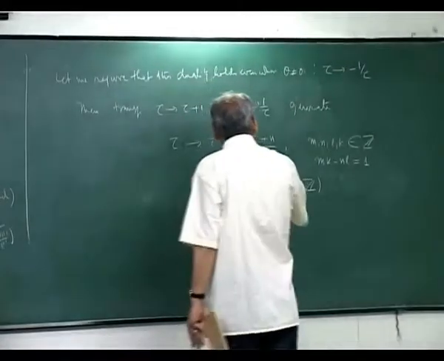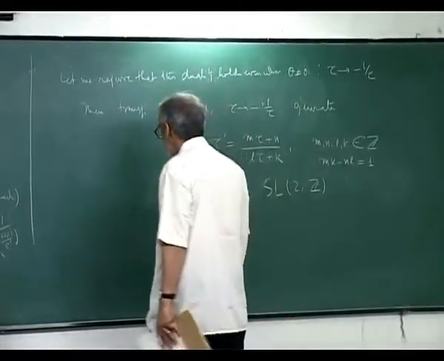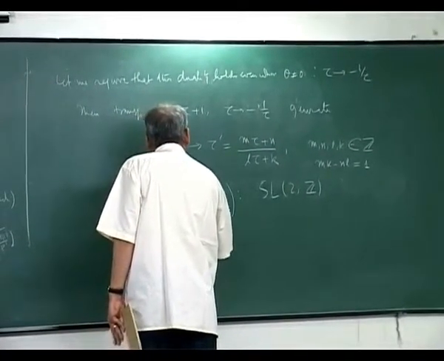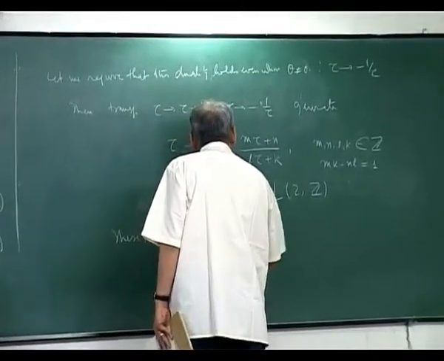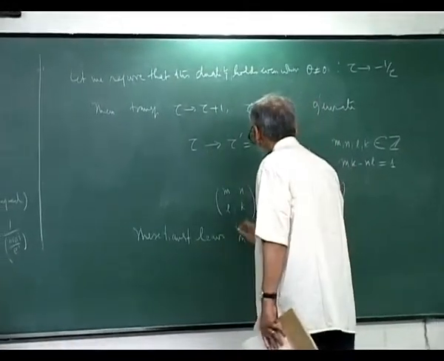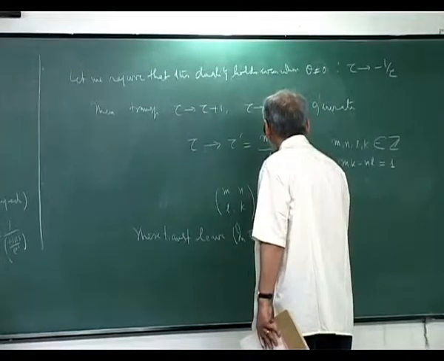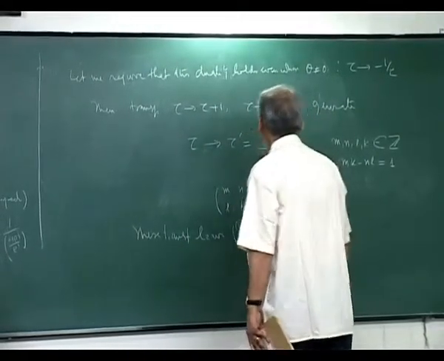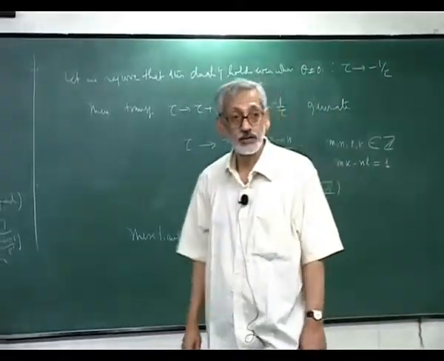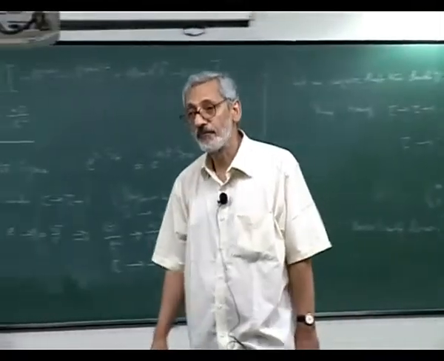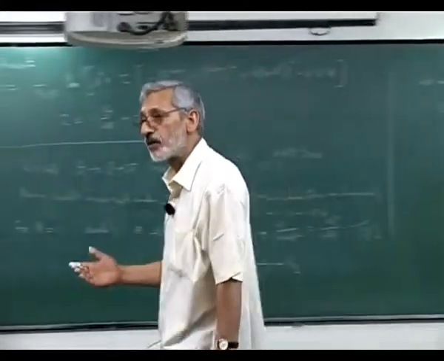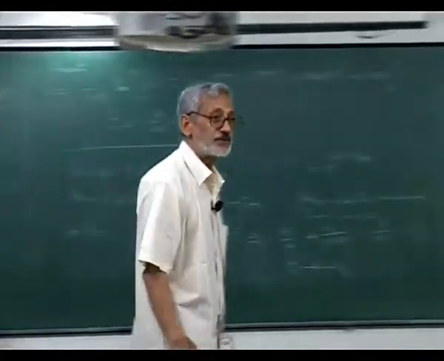An important property of these transformations is that they leave the imaginary part of tau, this condition, unchanged. So if you have the imaginary part of tau positive, under these transformations it always stays positive. This is an exercise, do it.